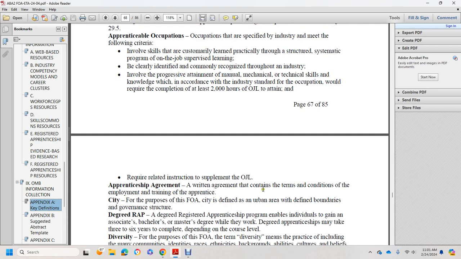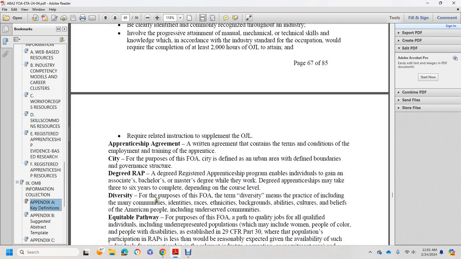Apprenticeship agreement, a written agreement that contains the terms and conditions of the employment and training of the apprentice. City, for the purpose of the funding opportunity announcement, defines an urban area with a defined boundary and governing structure. Degree apprenticeship, a registered apprenticeship program that enables the individual to gain an associate or bachelor's degree while they work.